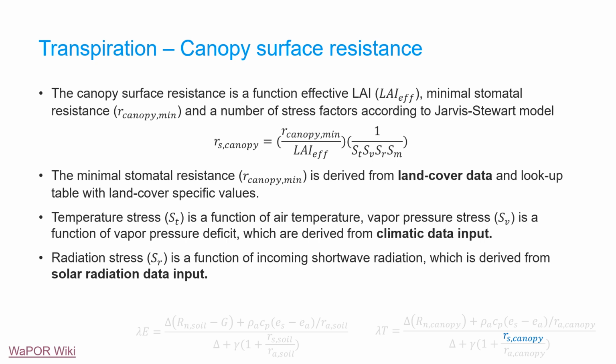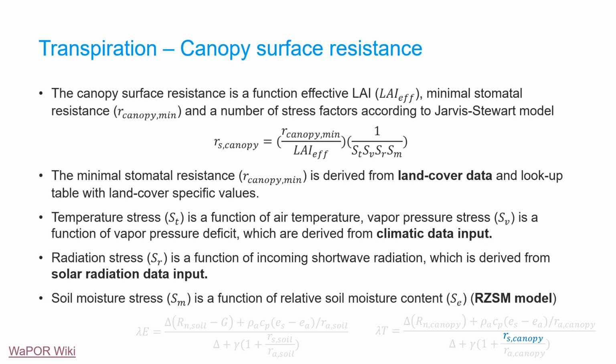Radiation stress is a function of incoming shortwave radiation, which is derived from the solar radiation data input. Finally, the soil moisture stress is calculated from relative soil moisture content.